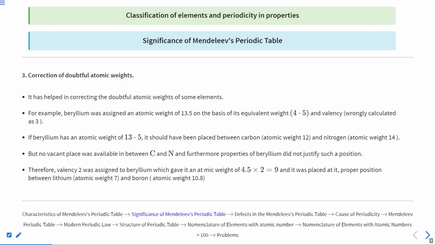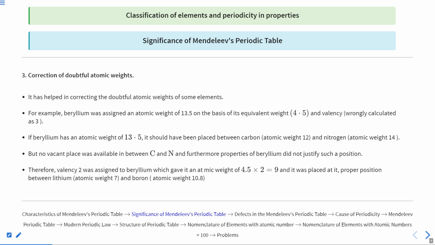With the help of this, he also corrected some doubtful atomic weights. For example, beryllium was assigned an atomic weight of 13.5 on the basis of its equivalent weight 4.5 and valency 3. But if beryllium had an atomic weight of 13.5, it would have been placed between carbon and nitrogen. But no vacant space was available between carbon and nitrogen, so beryllium could not justify its position. Later on, its atomic weight came out to be different. It was placed between lithium and boron, and it was 9. It was not 13.5, it is 9.